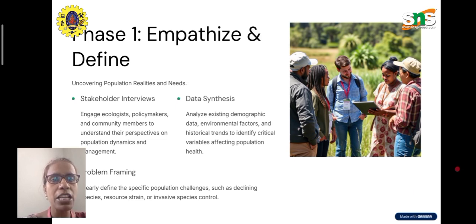So from the population we are going to get all those details. Okay, so stakeholder interviews, which is to engage the ecologists, policymakers, and community members to understand their perspective on the population dynamics and the management. Okay, after that we are going to have the problem framing. For that, clearly we need to define the specific population challenges.